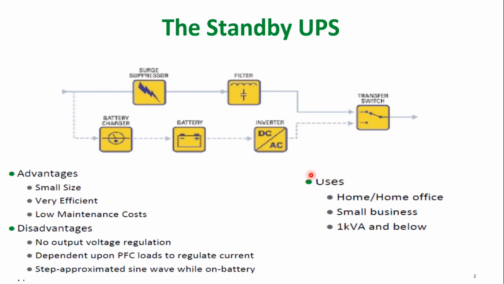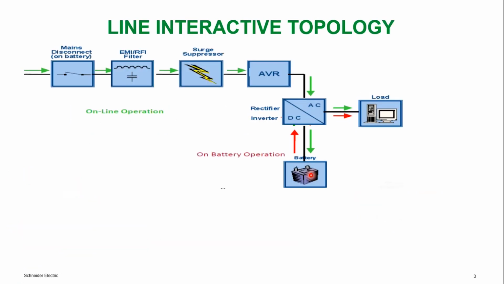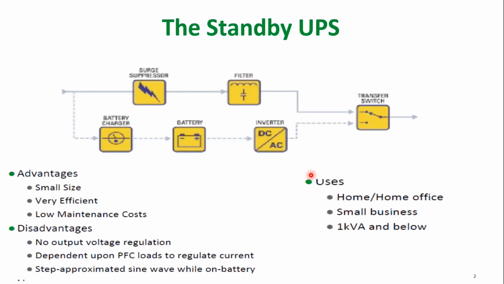At the start of this session, I told you we have three topologies: standby, line interactive, and double conversion. We will see what the standby UPS topology tells us. We can see there are two paths indicated, one dark and one dotted. The dark path indicates when the UPS is running in normal mode, when the power supply is available. Then this path will be followed.